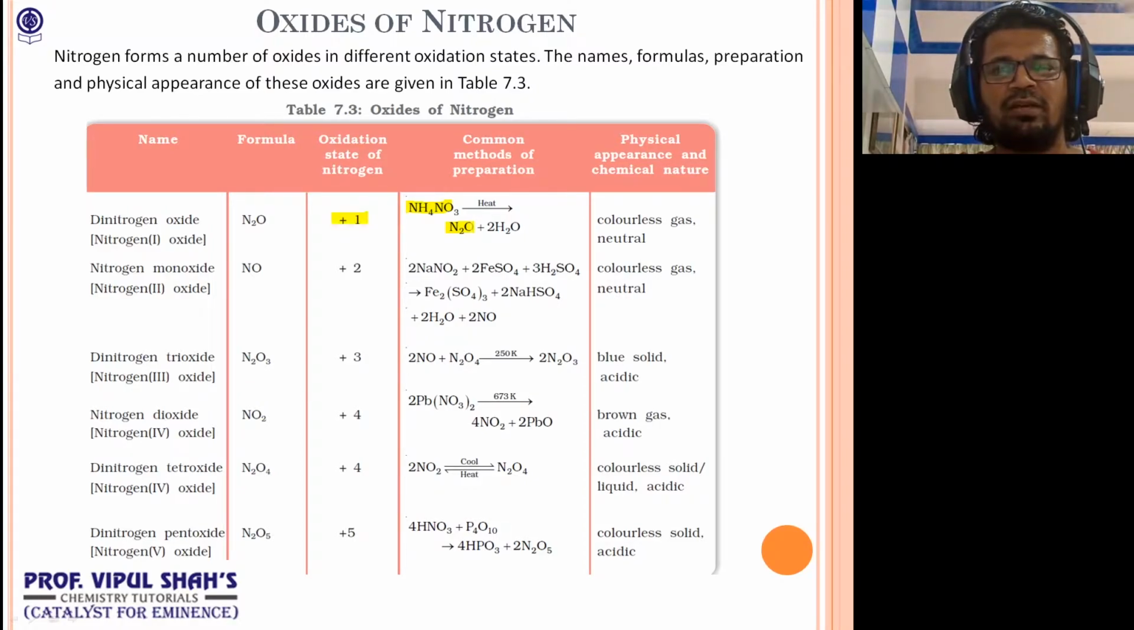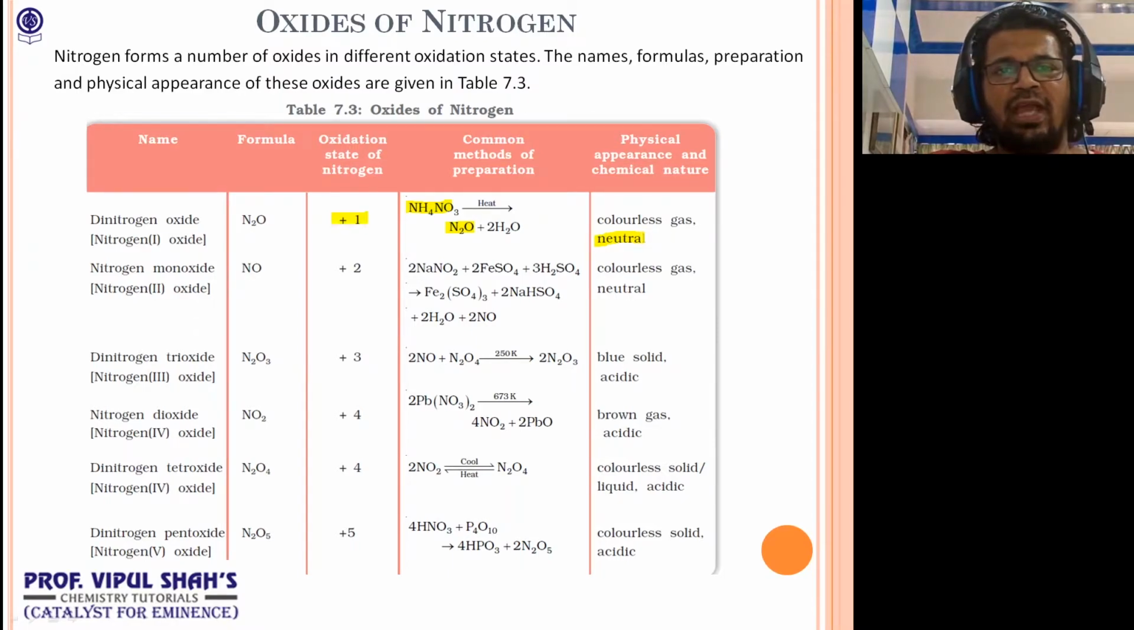So basically it's a hysteria gas, what we call. And it's a colorless gas and it's a neutral oxide. I have discussed what a neutral oxide is: an oxide which combines neither with acids nor with bases. That's called a neutral oxide.